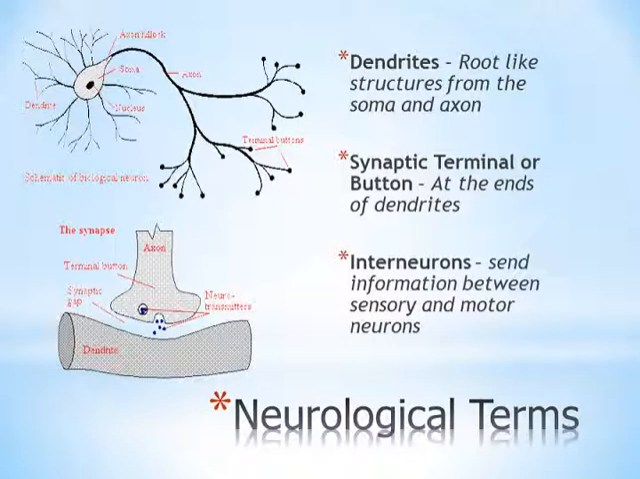Interneurons send information between sensory and motor neurons. This is the most common form of neuron. It's most commonly located in the spinal cord.